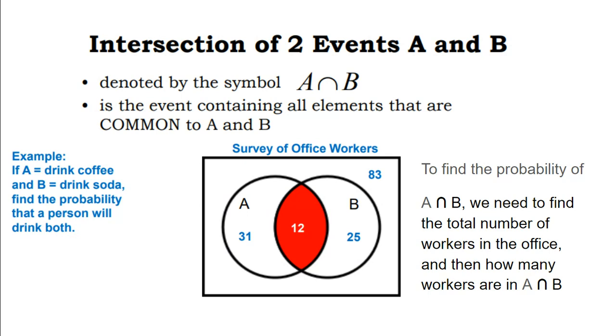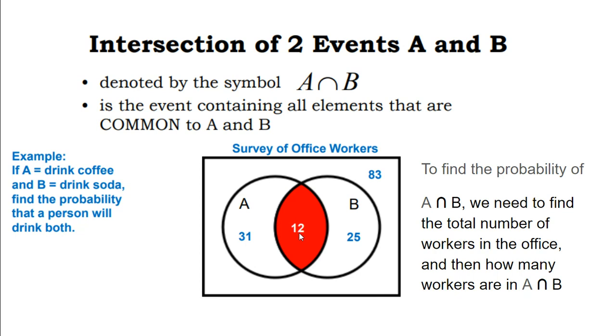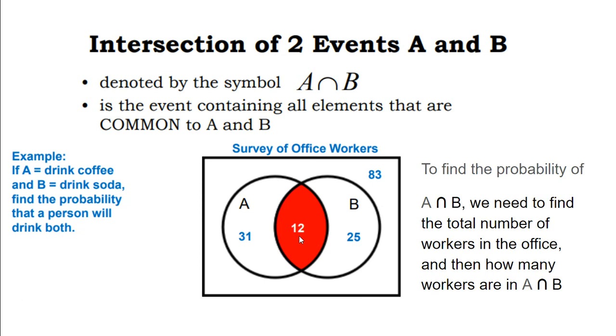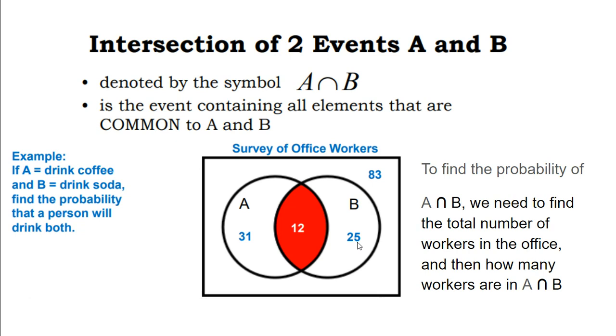Okay. And now for intersections, we're just looking for the things that are in common. So for example, this 12 is in the intersection, and a keyword would be "both." So if this was soda drinkers or coffee drinkers, the 12 would tell me that there are 12 individuals working in the office that drink both. We would have 31 people in the office that solely drink coffee, and 25 people in the office that only drink soda. So just be aware of how we can be interpreting these pieces.